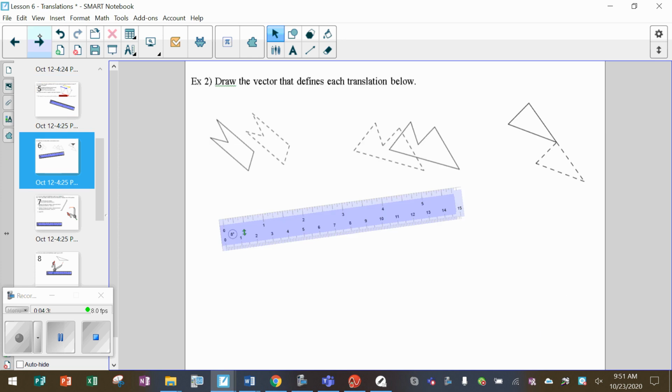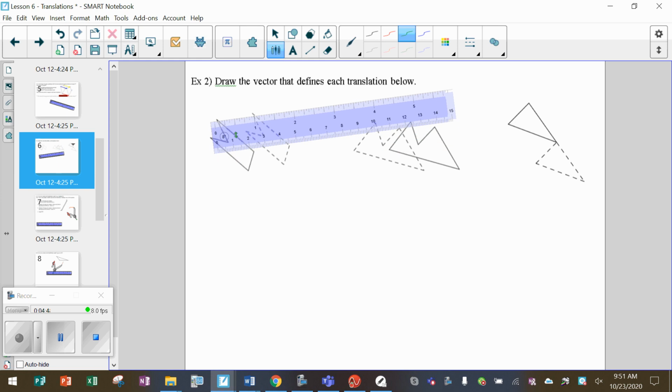So draw in the vector that defines each translation below. So grab your straight edge. If you need to pause the video, pause the video. Grab your straight edge. You're going to connect pre-image point to point.